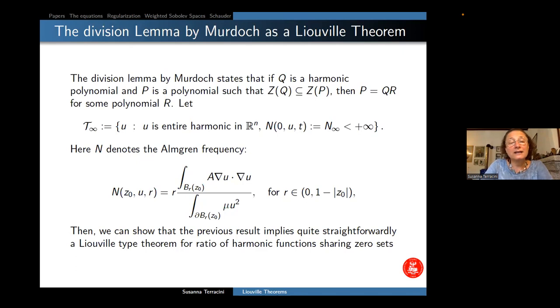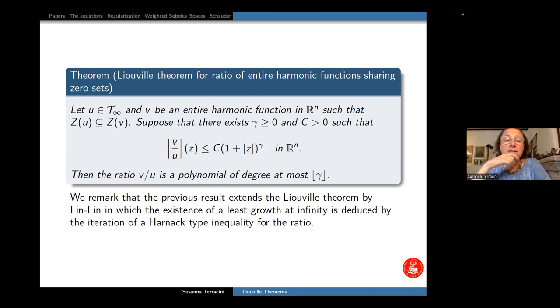And this has to be connected also with a similar Liouville type theorem that can be derived by the division lemma by Murdoch in the 60s, that more or less states the same property, if you like: that the ratio of two harmonic functions satisfying proper growth estimates at infinity is a polynomial of degree which is of course at most the algebraic rate of growth of this.